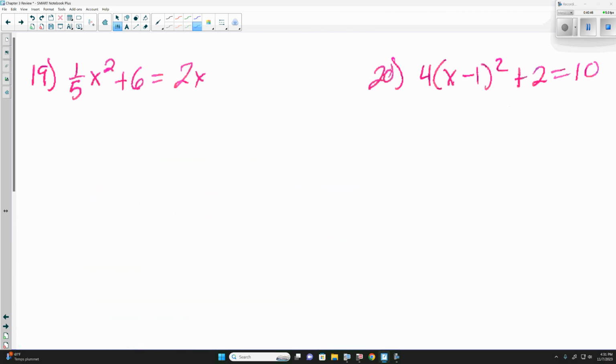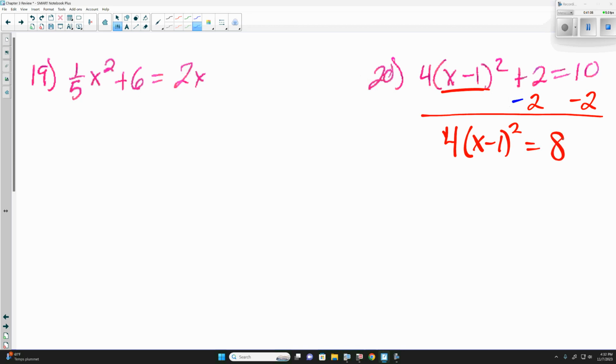All right. Problem number 20. This here, the easiest method is going to be the square root method because we have a set of parentheses squared. All we need to do is get them by themselves first. We can subtract 2 from both sides, telling us 4 times x minus 1 squared is equal to 8. Since the set of parentheses being squared is not by itself yet, we can divide both sides by 4, telling us x minus 1 squared is equal to 2.